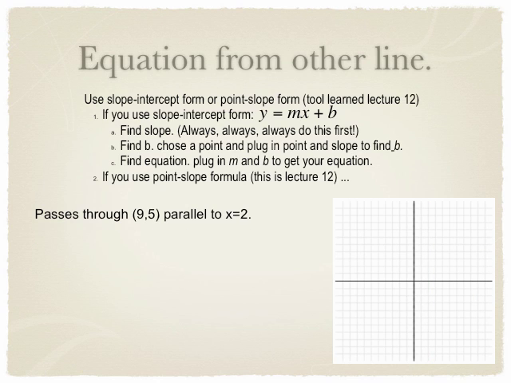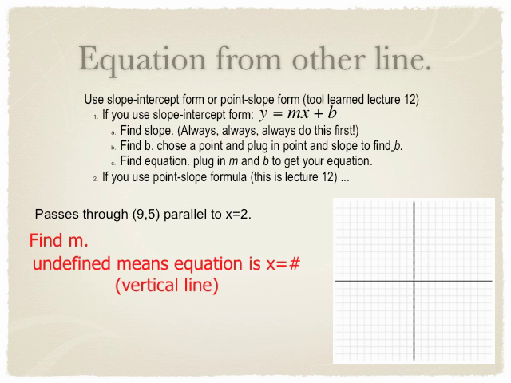Okay, here's another way if you prefer. Let's say it passes through (9, 5) and it's parallel to x = 2. First I'd say I want to find m. M is undefined because it's a vertical line. So it means that my equation is x equals a number, and the only number it could be equal to is 9, because I have the ordered pair (9, 5), so I get x = 9.